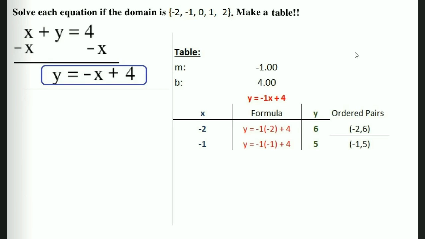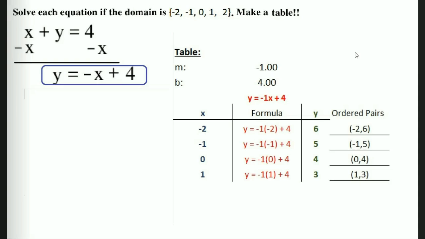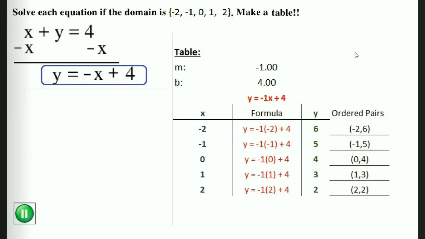Negative 1, if we plug that in, y equals negative 1 times negative 1 plus 4. That's 1 plus 4 equals 5. Our next one, 0. Y equals negative 1 times 0 plus 4. 4 becomes our y. And notice how I'm putting all my ordered pairs on the other side. You may want to do that too, because that might be on the SOL. 1. Y equals negative 1 times 1 plus 4. That's 3. The ordered pair is 1, 3. And then we have 2. Y equals negative 1 times 2 plus 4, and our y value is 2. The ordered pair is 2, 2.